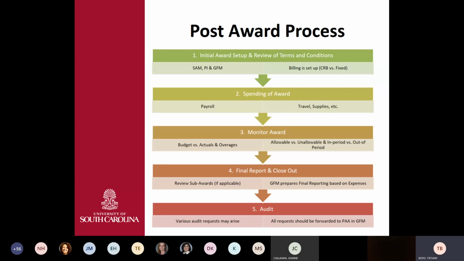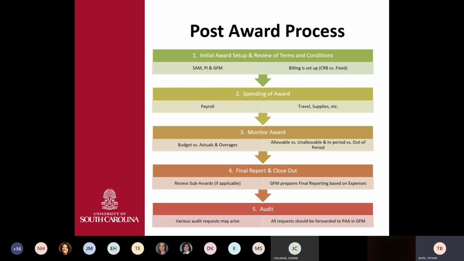The fourth step, of course, is final report and closeout. So if you have any subawards or subrecipients, making sure that you get those invoices, those final invoices in, if that's applicable. And then, of course, coordinating with GFM so that we can get that final report and final reporting done based on those expenses that have posted in the system. And then last but not least, the final step is audit.